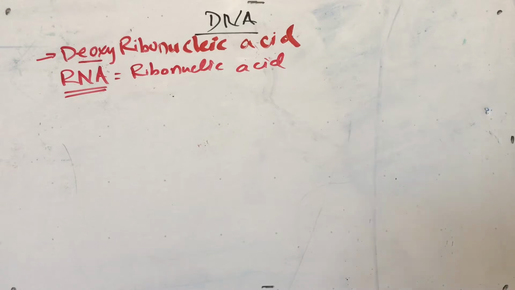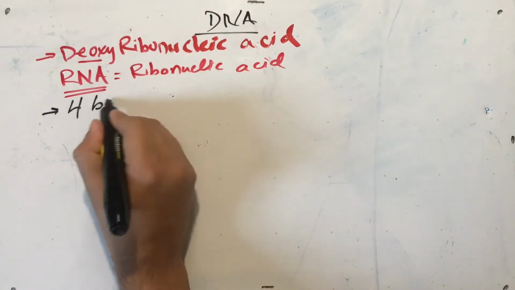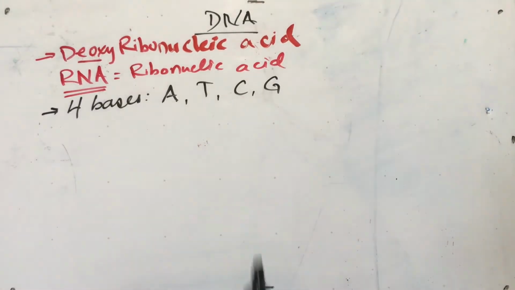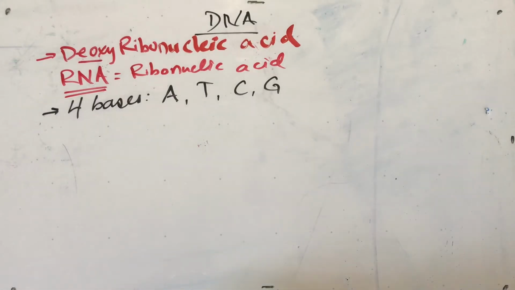So DNA has 4 bases, okay? They're known as A, T, C, G. They have a name. It's called adenine, thymine, cytosine, and guanine. You don't really need to know the name as long as you recognize the letters. I think that should be enough for most of the courses.